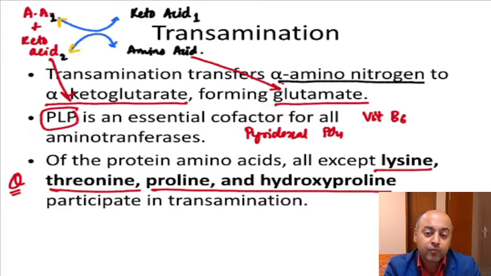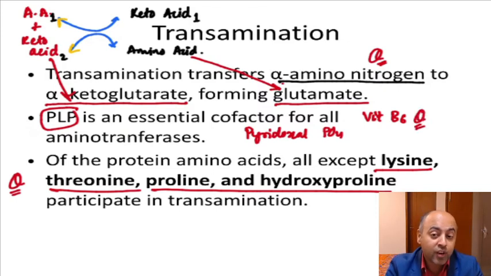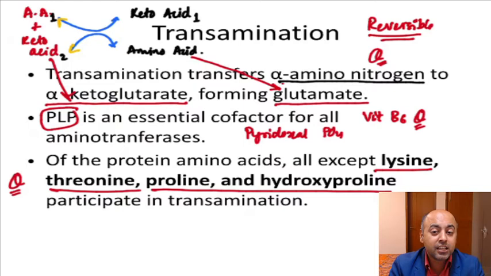So what all did I tell you? First, what is the definition for transamination? Second, which cofactor is required, which vitamin, and which form of the vitamin is required. Third, this reaction is freely reversible. And finally, there are some amino acids which do not undergo transamination, including glycine, threonine, proline, and hydroxyproline.